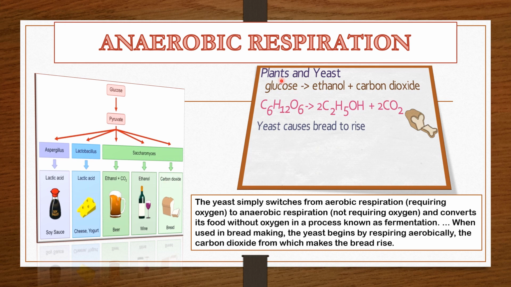Now see this diagram. Plants and yeast. In case of yeast, glucose breaks down to ethanol, that is C6H12O6, formula of glucose. It is breaking down into ethanol or ethyl alcohol, that is C2H5OH, 2 molecules of this plus 2 molecules of CO2 or carbon dioxide. That's why yeast causes bread to rise.